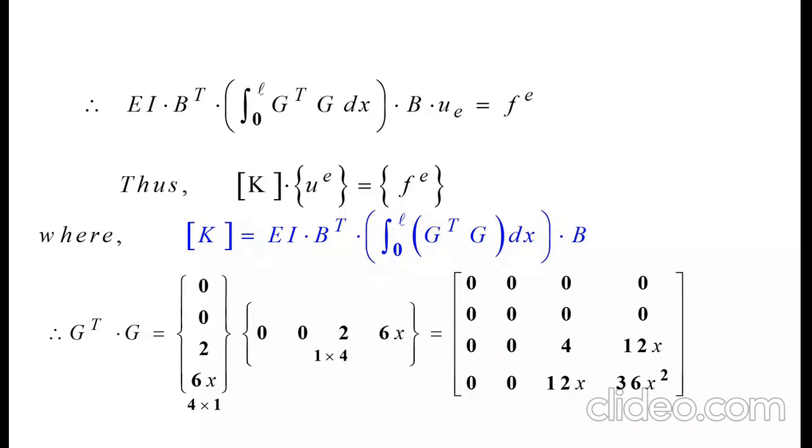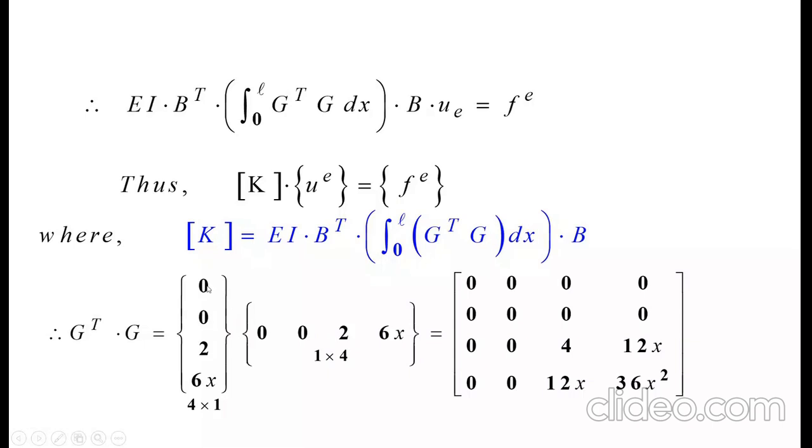Here we consider the stiffness matrix K times the displacement ue equal to the force vector. So u is the displacement and F is the force vector. The remaining term will be the stiffness: EI Bᵀ integral from 0 to L of GᵀG dx into B. So here we need Gᵀ into G.